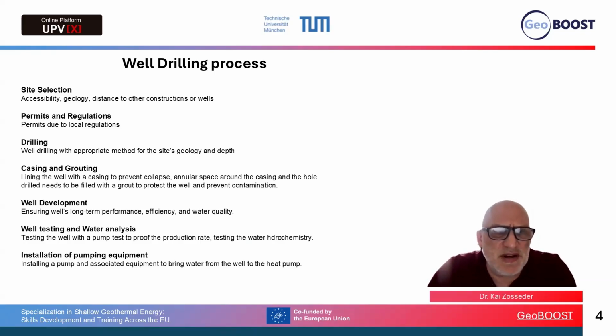After the well development, you have to test the well. So what is the production rate? You do a well test, which we talked about in the lecture before, and then you do a water analysis to confirm that the hydrochemistry is the one you expected and that there is no risk for your well and for the use of the geothermal heat pump. And at the end you install the pumping equipment, the pump and all pipes and whatever is necessary.